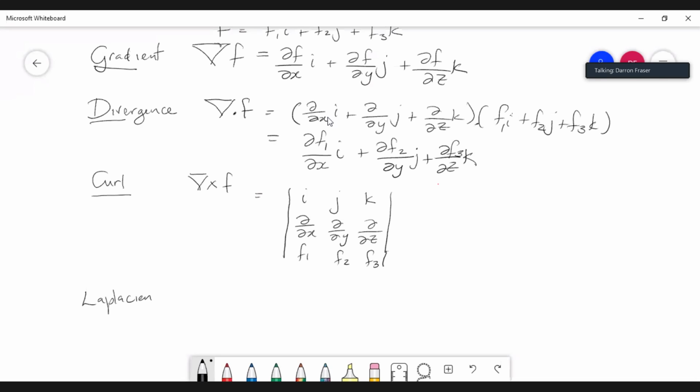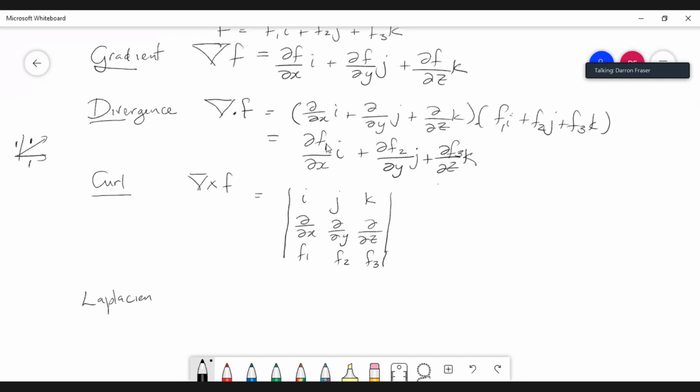So if you get technical about the definition, i is one in the x direction, j is one in the y direction, and k is one in the z direction. So i times i gives me i squared, which is still i, which is 1. If you understand what I'm saying.